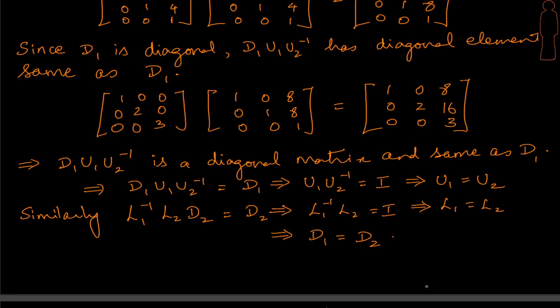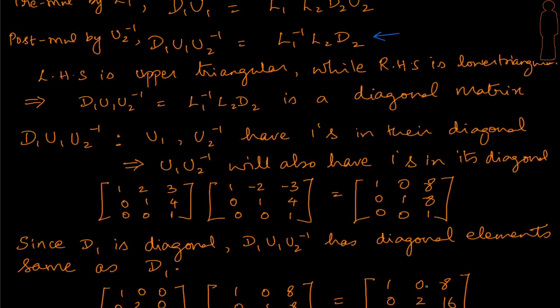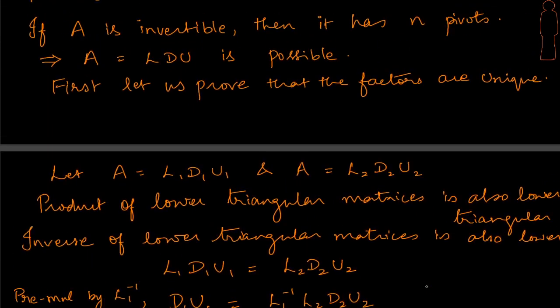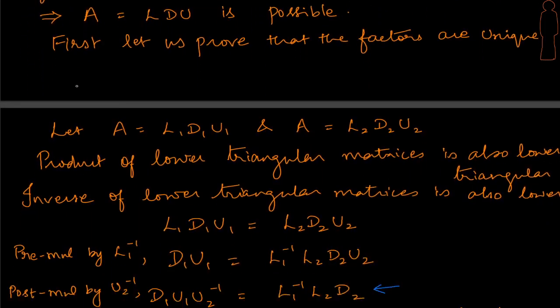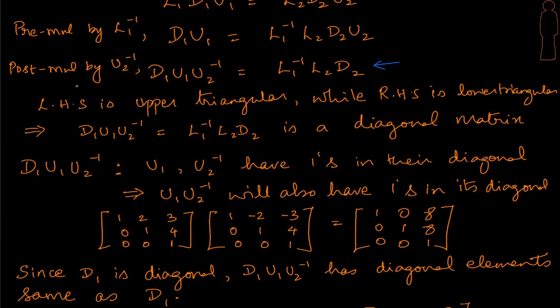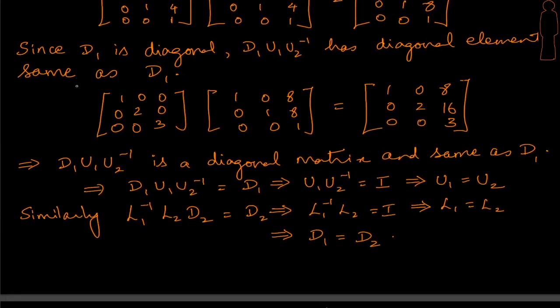Now remember that we started by assuming it's symmetric and invertible, and we have to prove something else, right? So we are supposed to prove that U is equal to L transpose. Now let us see how this intermediate result is helpful for us to prove that final one.